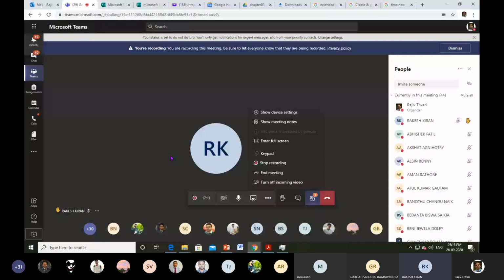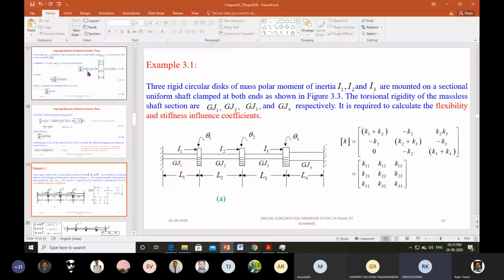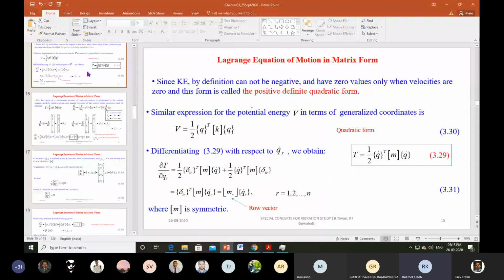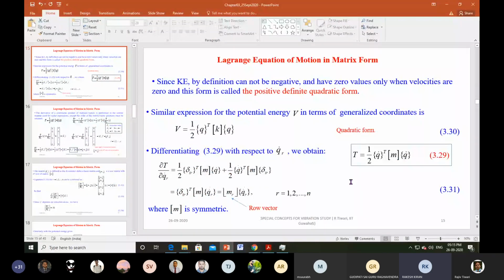Look at the 15th page. Sir, in the equation of ∂T/∂q̇_r, how did both terms become equal? Actually, M is symmetric, but is δq_r transpose and δq_r equal, and q̇ transpose and q̇ the same?